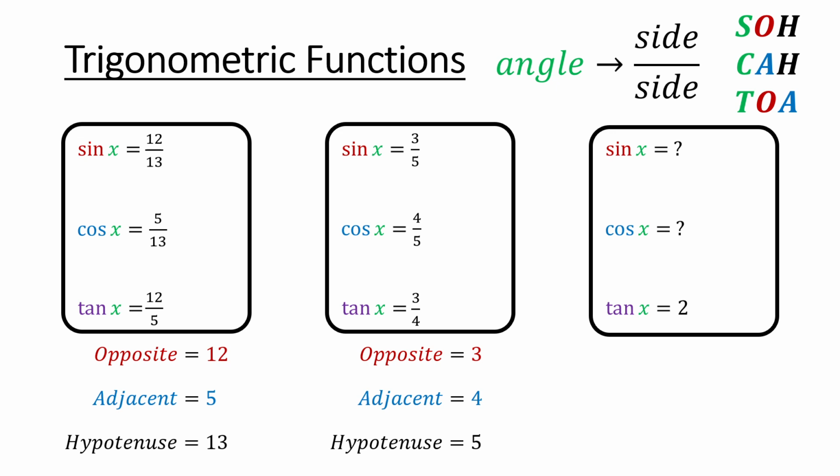If tan x is 2, the opposite side is 2, and the adjacent side is 1. We can calculate the hypotenuse, which is square root of 5. Then sine x equals 2 over square root of 5, and cosine x equals 1 over square root of 5.